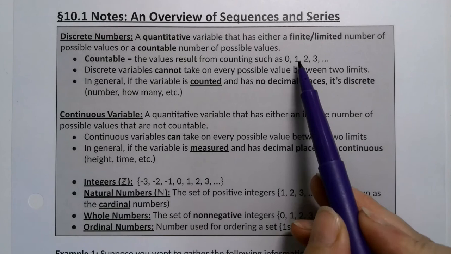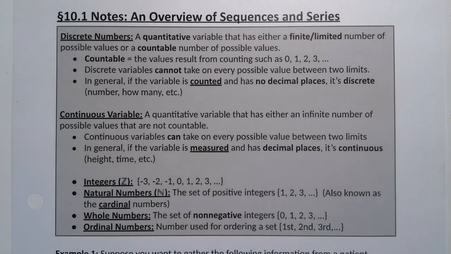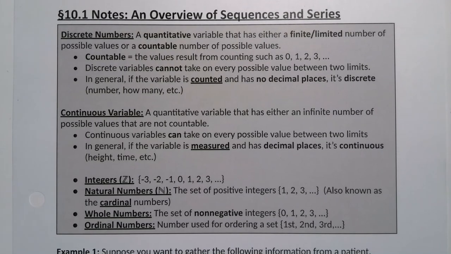Discrete variables cannot take on every possible value. So in other words, between 1 and 2, I can't take on 1.1, 1.23, 1.1576. Those aren't possible. In general, if the variable is counted, it doesn't have decimal places. That's not strictly true. You can have decimals, but it has to be limited. But for our purposes, we'll just say in general, no decimal places, and it's going to be discrete. How many, what number, etc.